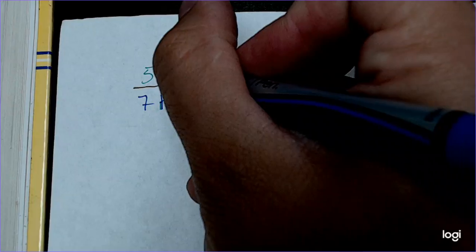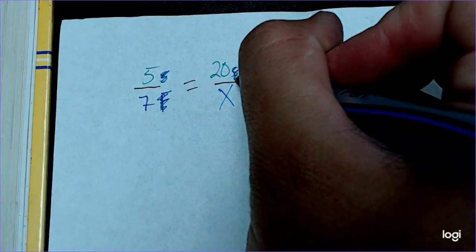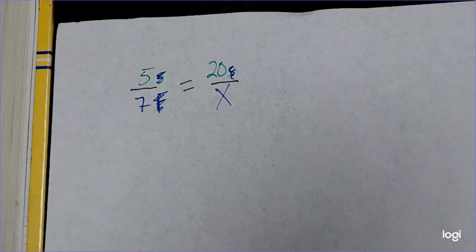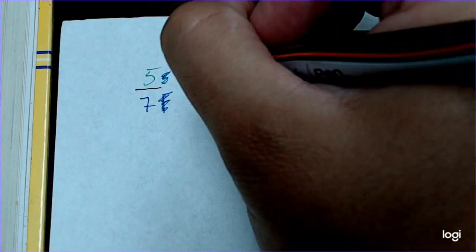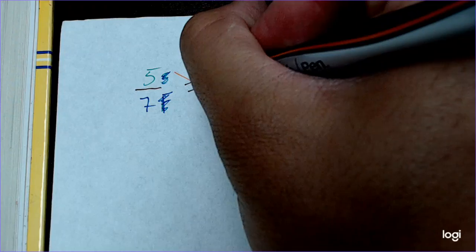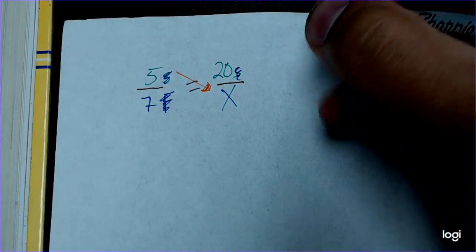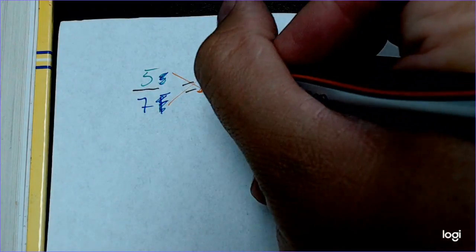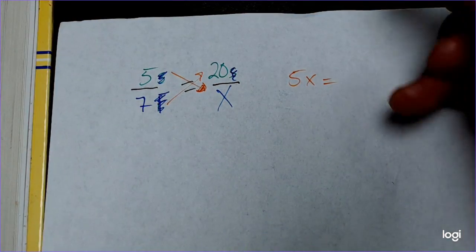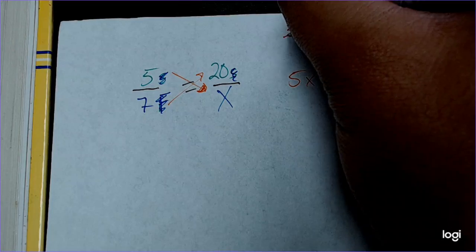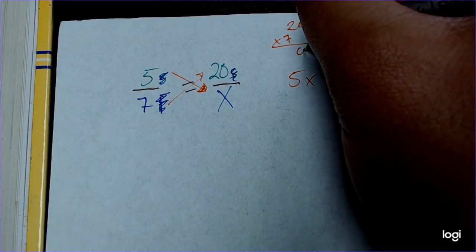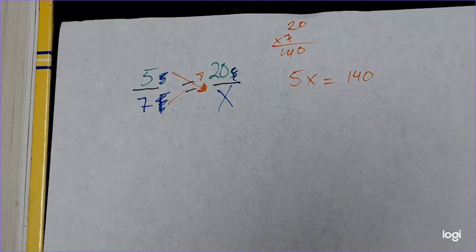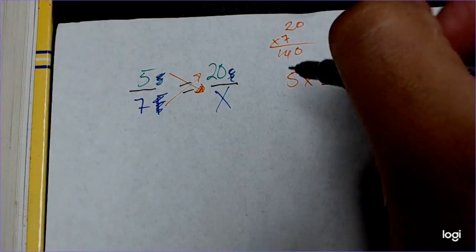Once I've done this, I can erase those labels. I don't need them anymore. And I just solve the proportion. If you remember, we solved these proportions using cross multiplication, or as your book calls it, cross products. So when we multiply 5 times x, that gives me 5x. Put an equal sign. Then I multiply the other diagonal, 7 times 20. I don't know 7 times 20, so let's use a little multiplication tree. That's 140.